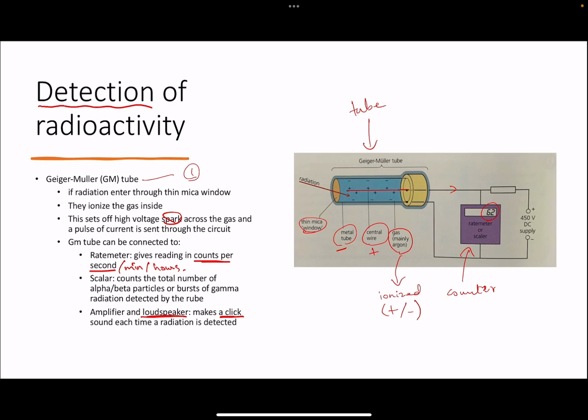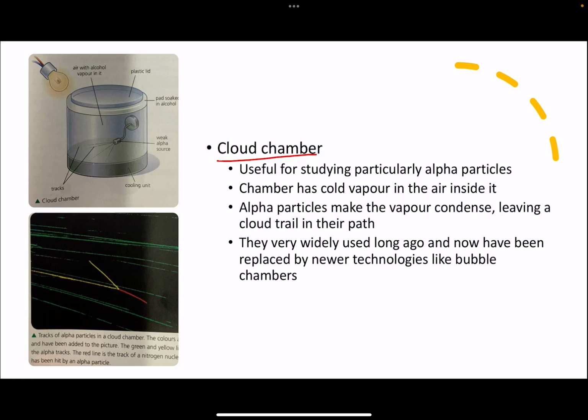Now another way of detecting radiations is by the cloud chamber. So the cloud chamber actually has a cool gas inside. It has cool vapor inside of it, and this is usually used for studying alpha particles. So as particles enter the chamber, if there are any in the room, they will basically cause the vapor inside to become ionized, and that will basically leave these thin tracks, if you can see them. And these tracks basically are cloud trails.